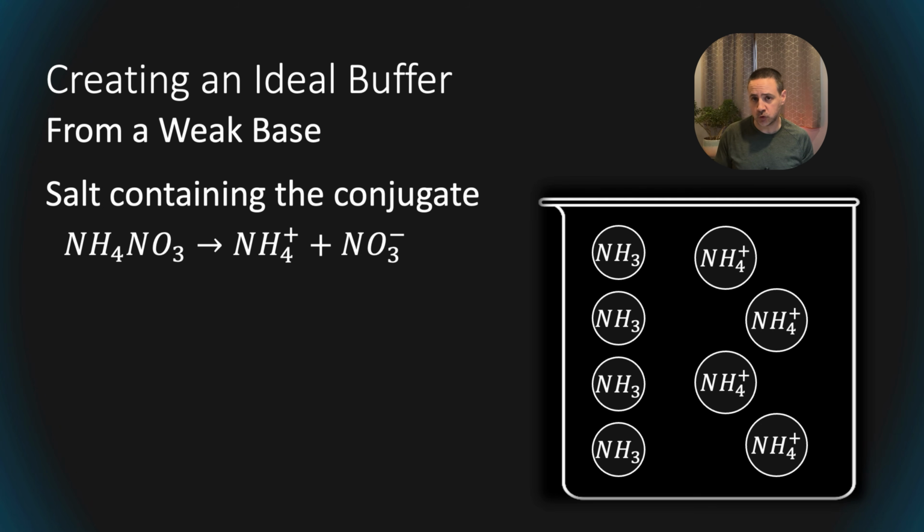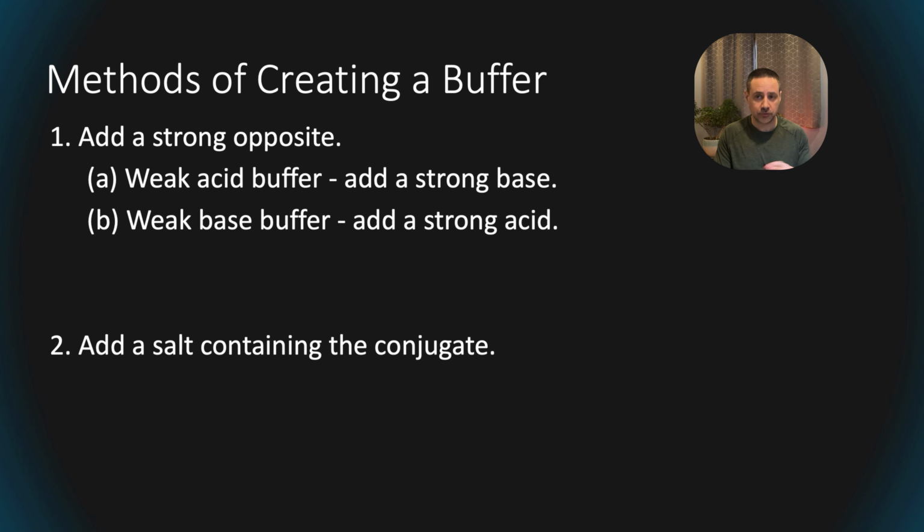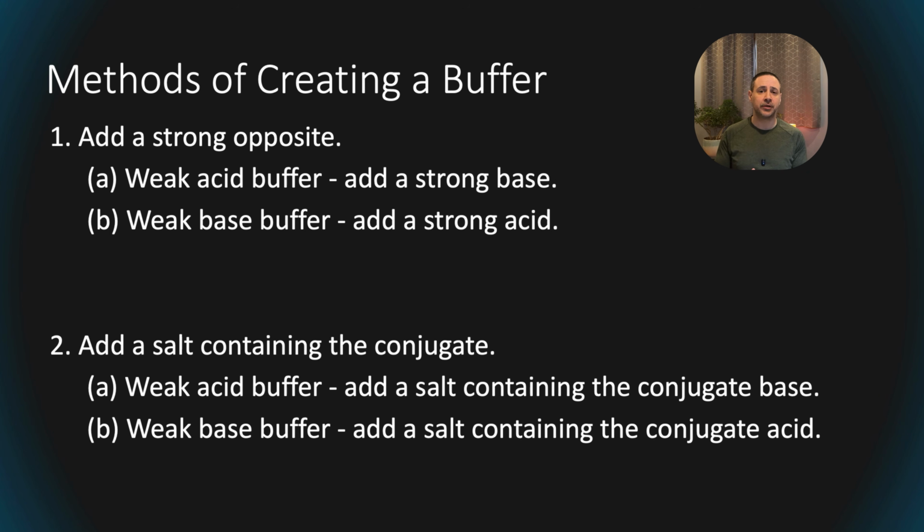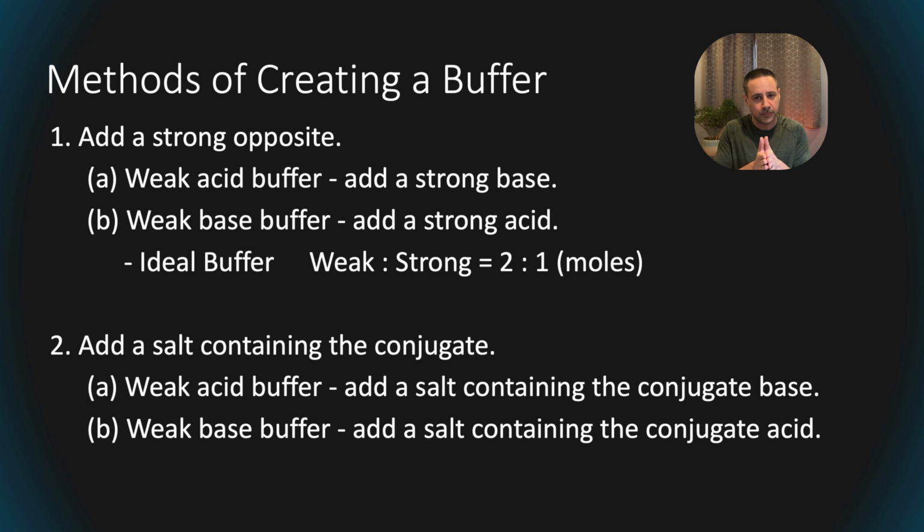So notice this is a little different too. We're not adding in half as much because we're not converting it to the conjugate. I need to add just as many moles of the salt containing the conjugate as I had the weak base to start with. There's two different things depending upon what we're starting with. If I've got a weak acid buffer, I want my salt to contain the conjugate base. If I have a weak base buffer, I want the salt to contain the conjugate acid. In terms of creating an ideal buffer, these are made two different ways. So my weak-strong combination is going to be in a 2-to-1 molar ratio because here I'm converting the weak substance into the conjugate.